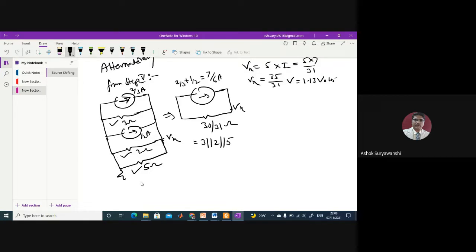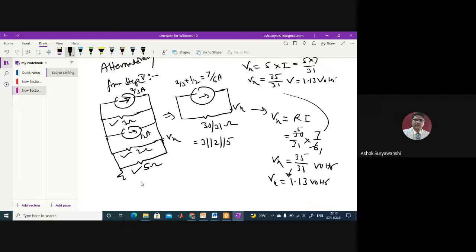Okay, so now directly from this circuit we can write Vx equals resistance times current, or current times resistance. So R into I, where R is 30 by 31 and I is 7 by 6. So 6 1 6 5 is 30, and 7 5 is 35. You have 31 volts, which equals 1.13 volts. You can just tally this. So we're getting the same, right?